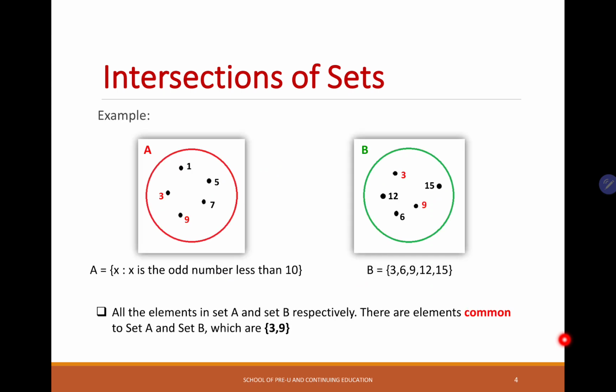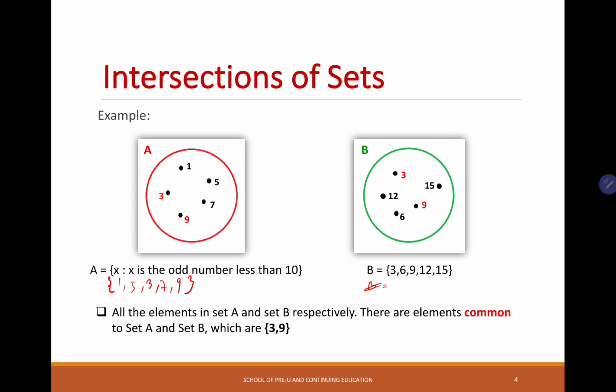Let's go through an example. Inside set A we have the odd numbers less than 10, which are 1, 3, 5, 7 and 9. Then we also have the elements of B, which are 3, 6, 9, 12 and 15. Now inside these two sets, find the common elements in set A and set B.